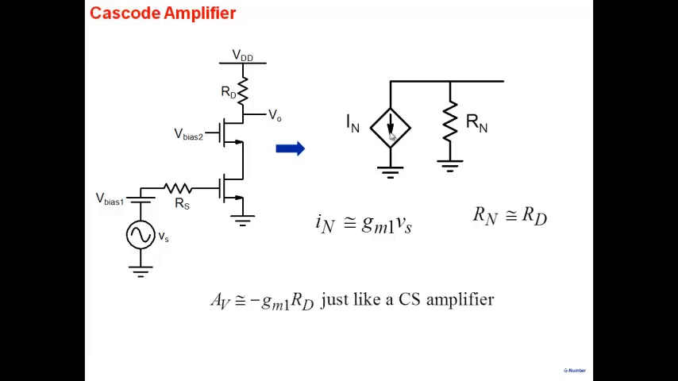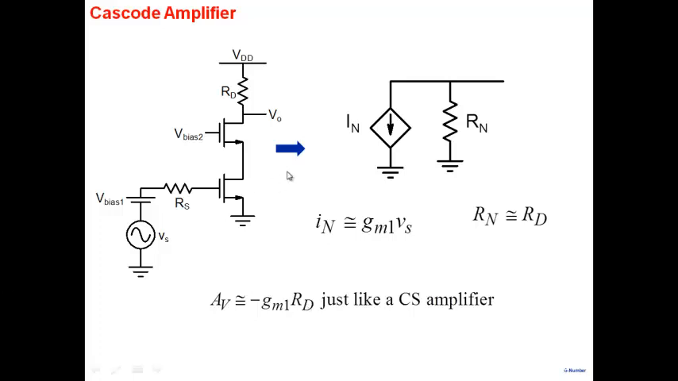Okay, so the output voltage then, what you could do is after building Norton's equivalent, this current will flow through RN here. That's the only possibility, RN, and therefore the output voltage will be GM1 times Vs multiplied by RD. A minus sign will be there because the current is going to flow like this here, and this is the voltage here, output voltage here. So the output voltage then will be minus GM1 RD, and therefore the gain of this amplifier is minus GM1 RD, which is just like a common source amplifier.